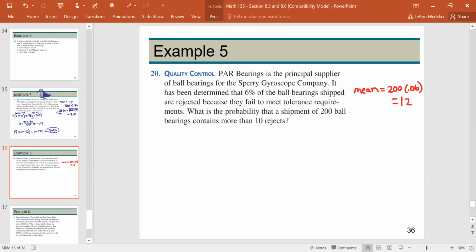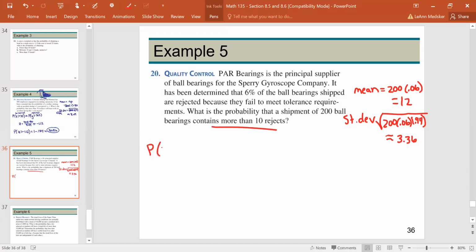It's 12. The standard deviation would be square root of 200 times 0.06 times 0.94, because remember you need the probability of failure, which is the opposite of that. So I get 200 times 0.06 times 0.94. That's 11.28, and then we want to take the square root of that. That is 3.36. That's our standard deviation.